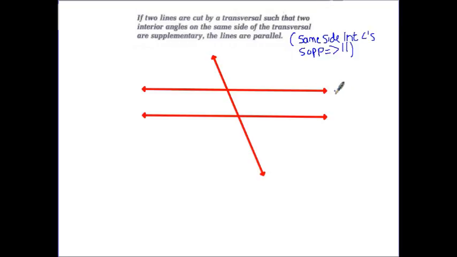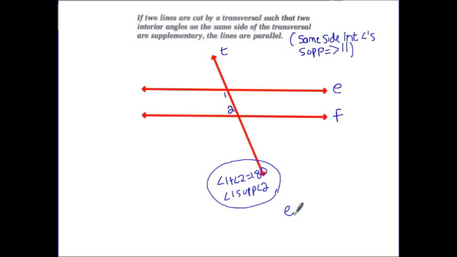So here we go. Let's call this line E, let's call this line F, and again transversal T. Now, here's what we have to know. Let's call this angle 1 and this angle 2. Let's say we're given, or we can deduce, that angle 1 plus angle 2 equals 180. Or we're just given angle 1 is supplementary to angle 2, either one. If we know either one of these pieces of information, we can say E is going to be parallel to F. Because if same side interior angles are supplementary, then lines are parallel.